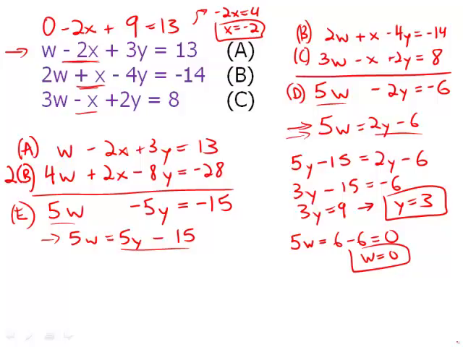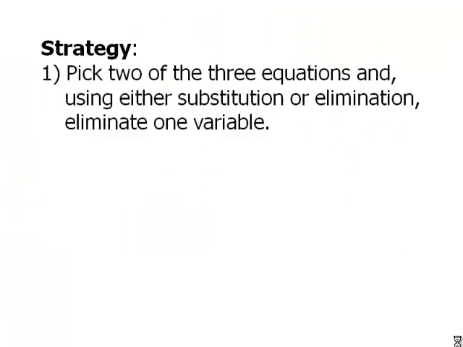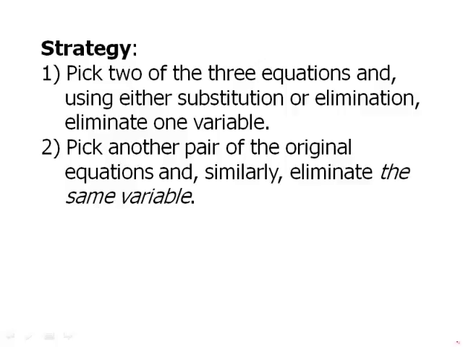Again, notice that the strategy I used was to reduce the 3 equation, 3 unknown scenario to a 2 equation, 2 unknown scenario. So just to summarize, first of all, I'm going to pick 2 of the 3 equations, and using either substitution or elimination, eliminate one variable. Incidentally, 99% of the time, it's going to be much easier to use elimination rather than substitution. Then I'm going to pick another pair of those original equations, and similarly, eliminate the same variable. So at this point, I will be down to the 2 variable with 2 equation case.